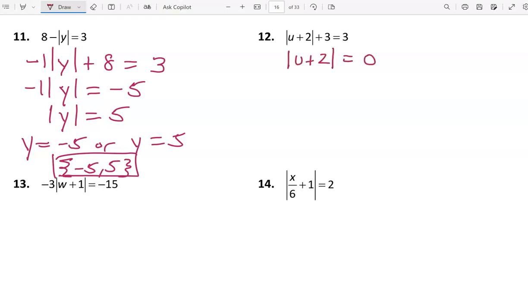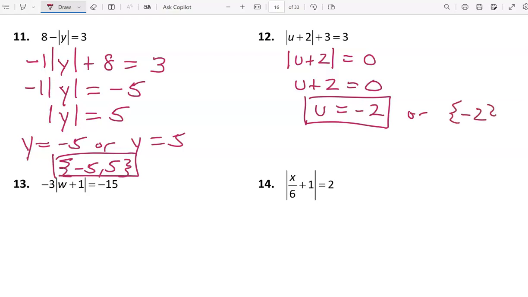Subtract 3 from both sides. Now the absolute value has to go away. If the absolute value of a number is equal to 0, then that number inside has to be 0. There's only one number that has an absolute value of 0. Finally, subtract 2 from both sides, and we get one single solution, negative 2. You can write it that way, or you can write it as a solution set if you wish, with only one member.